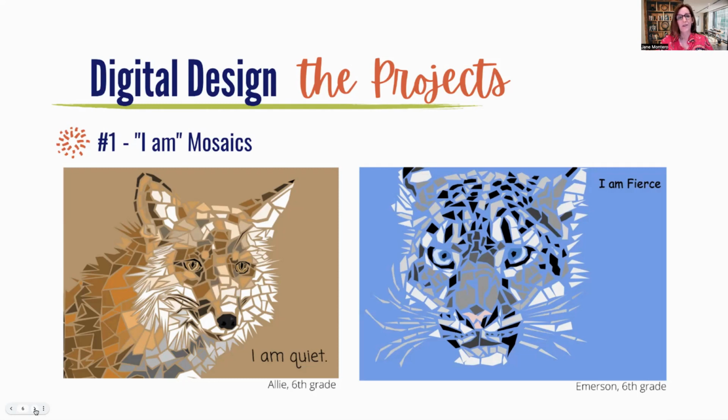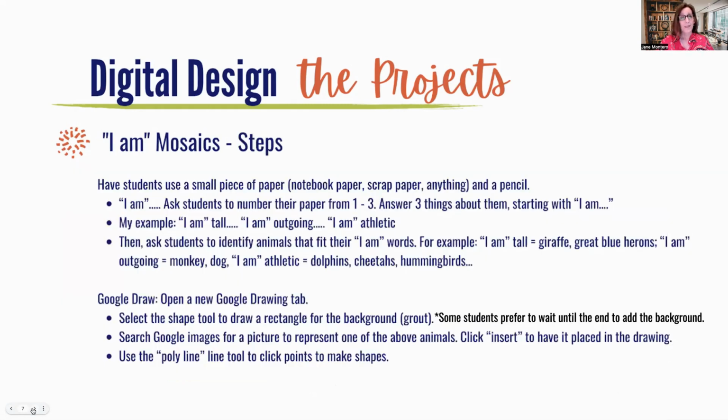What students do is we brainstorm things about themselves: physical traits, personality traits. Then they find an animal that sort of reflects that. And then we do the mosaic part. So let me show you a little bit more about that. So these are the general steps.